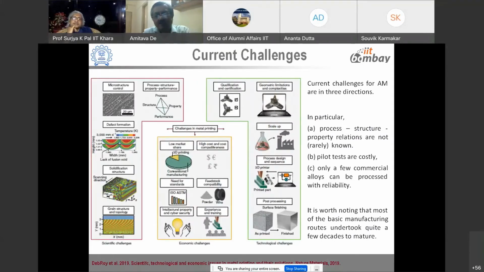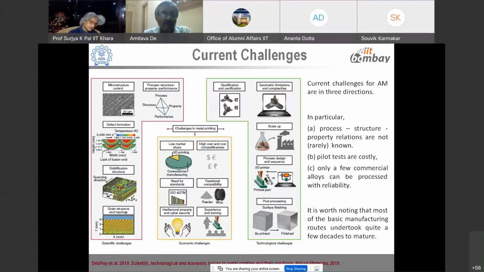But it is not that this process has everything. It also has its own share of challenges. If we look at the overall scenario now, if I could impress you about the process and its fundamentals and its potential, you would, I believe, appreciate that it also has three broad directions of challenges: scientific challenges, economical challenges, technological challenges, as shown in this figure.